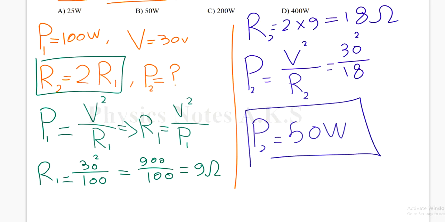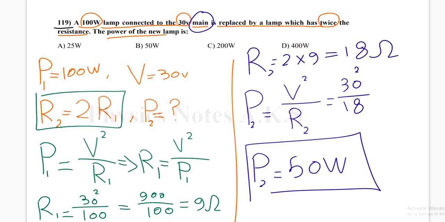Okay, this is the power of the second or the new lamp. Okay, the answer is B. Okay, the answer is B. I hope it's clear.